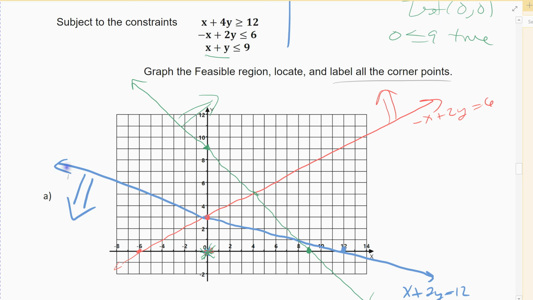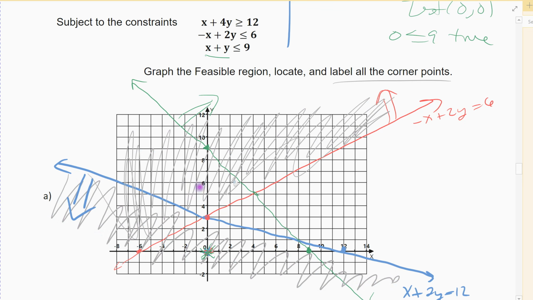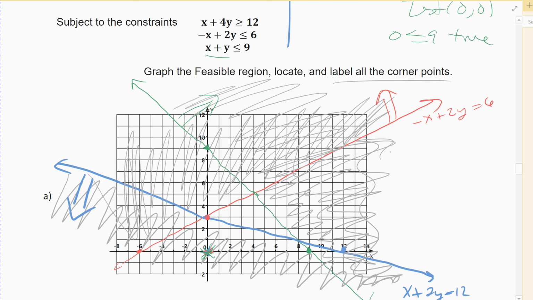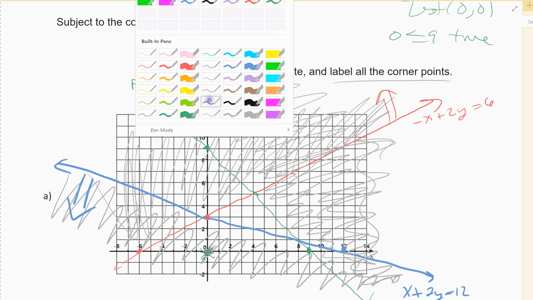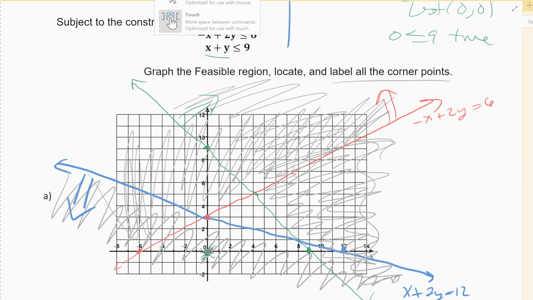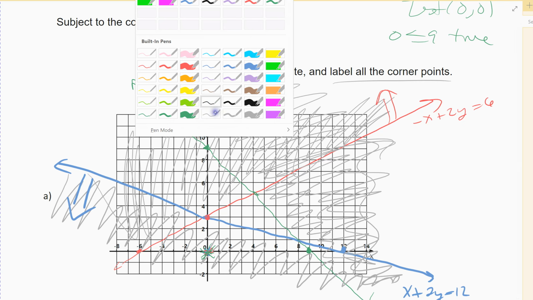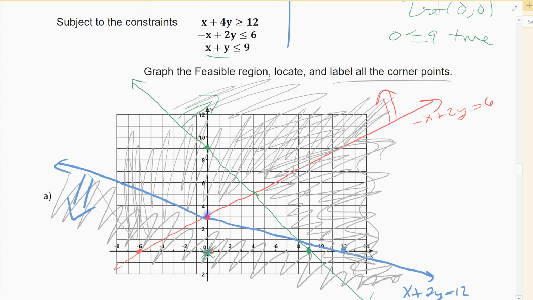Now I'm going to do my shading. Alright, so I want to shade below my blue line. So everything below my blue line gets shaded. Above my red line, everything above my red line is false. And to the right of the green line, everything to the right of the green line. Alright, so all of those. And so I do get a triangular shape. Alright, and so this is my feasible region.